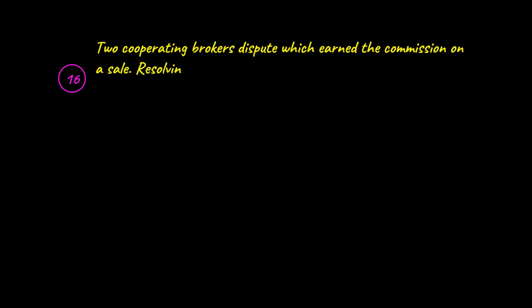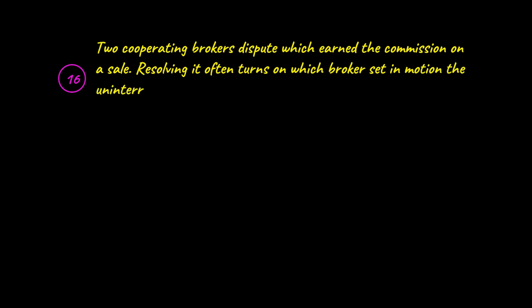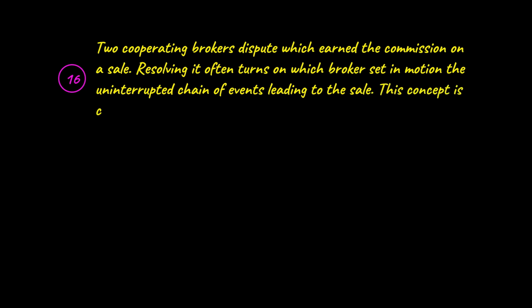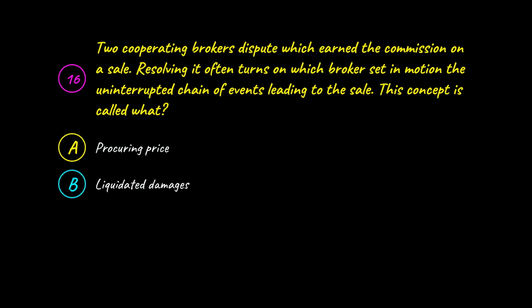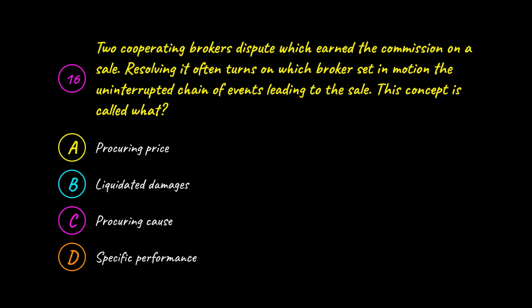Question 16. Two cooperating brokers dispute which earned the commission on a sale. Resolving it often turns on which broker set in motion the uninterrupted chain of events leading to the sale. This concept is called what? Your options are A. Procuring price, B. Liquidated damages, C. Procuring cause, D. Specific performance. Got a guess? Lock it in.